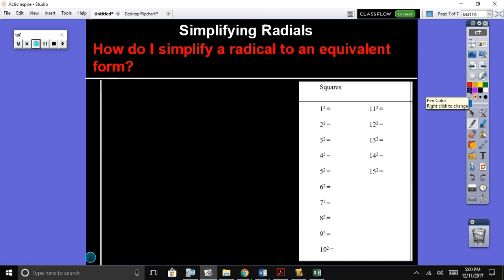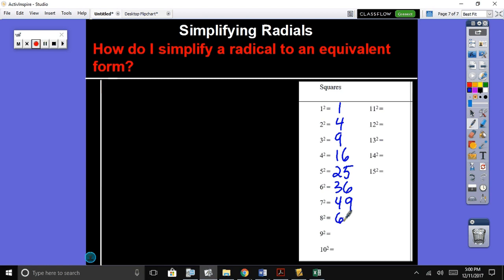So on the side of your paper, we're just going to go through the perfect squares of the integers. I would highly recommend you guys have these memorized. I'm going to push you guys to memorize all the way to 15 squared. So we got 1 squared, that's 1. 2 squared is 4. 3 squared is 9. 4 squared is 16. 5 squared is 25. 6 squared is 36. 7 squared is 49. And so on. I'll let you guys use your calculator to figure this out.